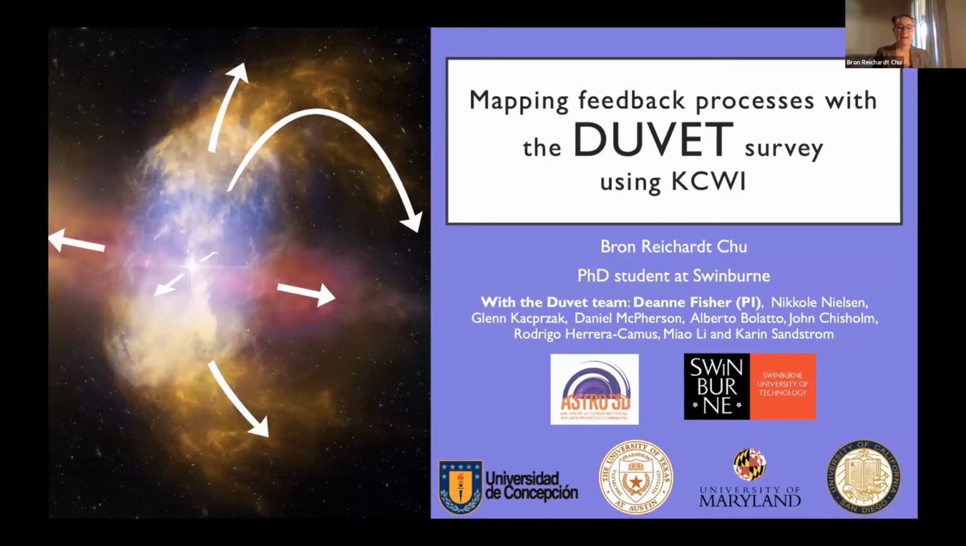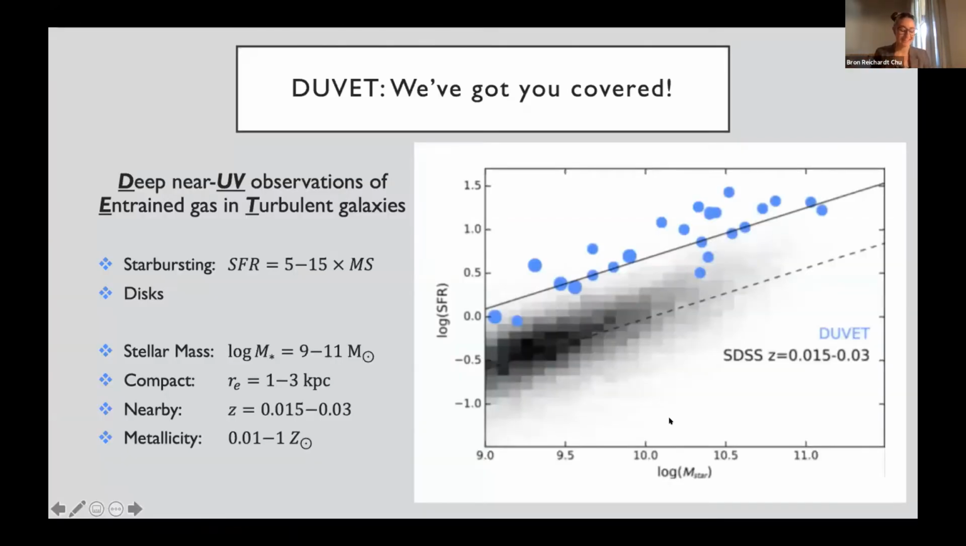So DUVET is a Swinburne-led survey of galaxies from our local universe, which match the properties of galaxies at redshift 2. So here we have plotted the star formation rate against the stellar mass. In grey, we have SDSS sample galaxies, and the dashed line shows where the main sequence lies. Blue points are our DUVET galaxies. So DUVET galaxies are chosen to have star formation rates which are 5 to 15 times the main sequence.